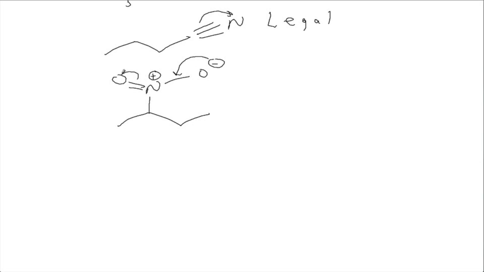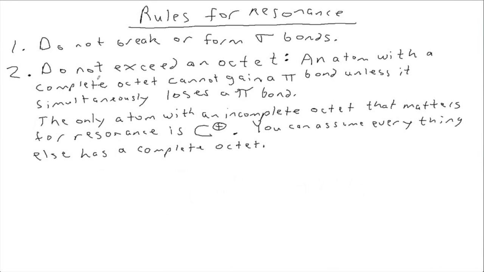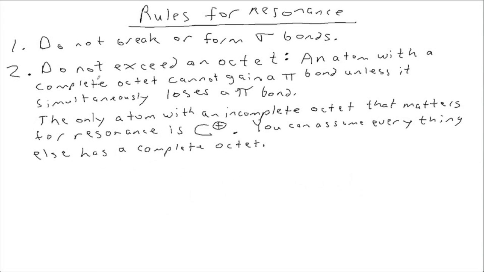Is this legal or illegal resonance? Looks legal to me. The nitrogen is gaining a pi bond, but it's also losing a pi bond. Good. That's rule 2 here. I think we will see a kind of an exception to this eventually, but we'll get back to that later. So then rule 3.